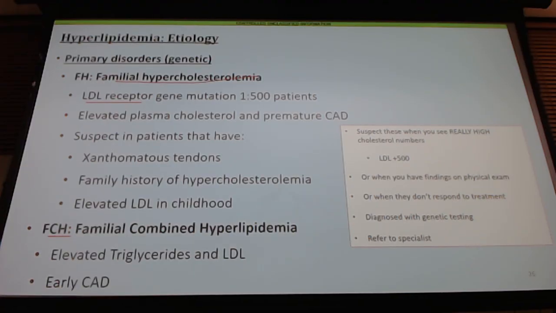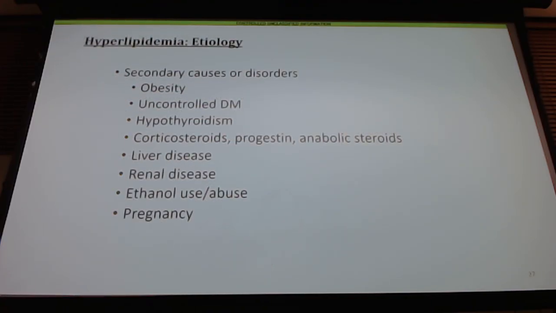The other genetic primary form of this is familial combined hyperlipidemia, where now you have an elevated triglyceride and LDL. So your LDL and your triglyceride levels are high. And again, these patients tend to have early coronary arterial disease or cardiovascular disease. So that's the primary disorders.